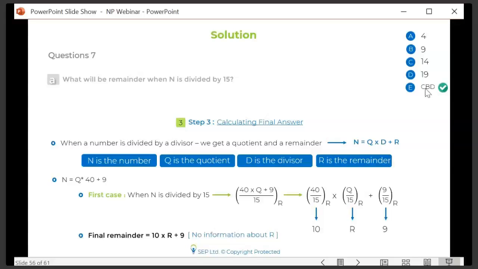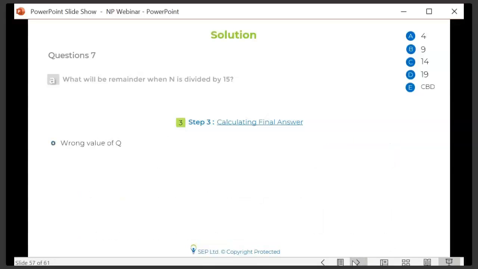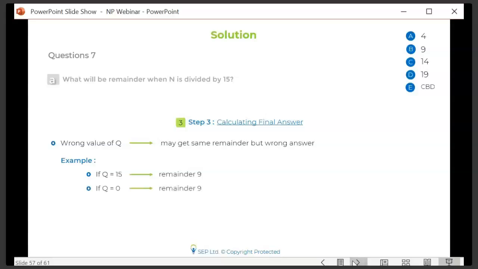Okay, so when you see CBD, don't be tempted to take numbers. Because, see, you can do that. But there is a chance that if you take wrong values of Q, for example, Q is equal to 15, you may take that. In that case, you'll get the remainder as 9. You may take Q as 0 also. In that case also, you will get the remainder as 9.